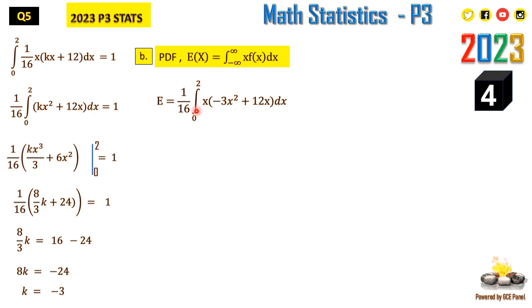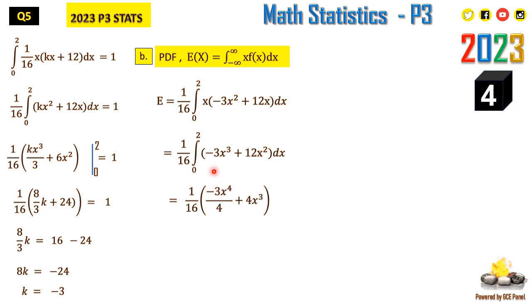So we have 1 over 16 in the integral from 0 to 2 of x. We are going to multiply x, right? And this is our f of x. F of x is negative 3x squared plus 12x. Okay, we multiply that by x. We expand. We are going to have 1 over 16 into this integral of negative 3x cubed plus 12x squared dx. So from here, just like previously, we'll have 1 over 16 into negative 3x cubed. When you integrate that, you're going to have negative 3x to the power 4 on 4, sorry.